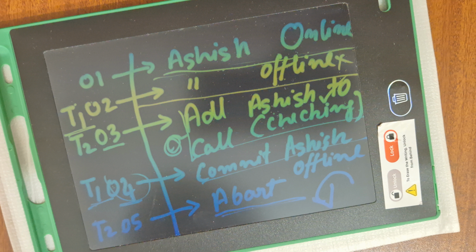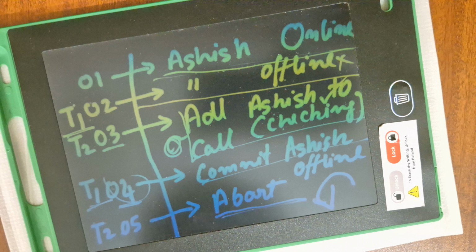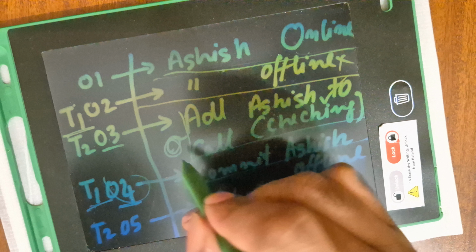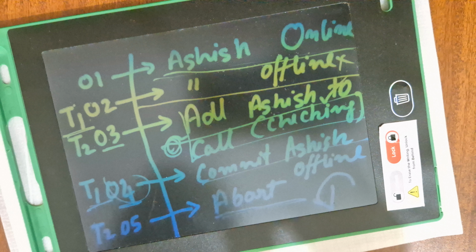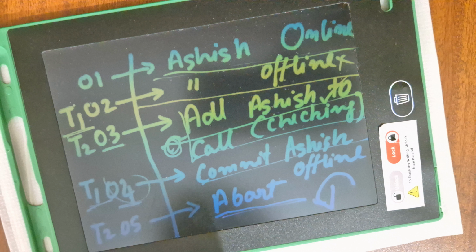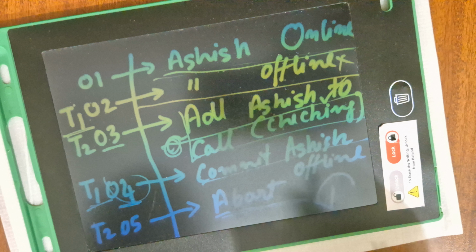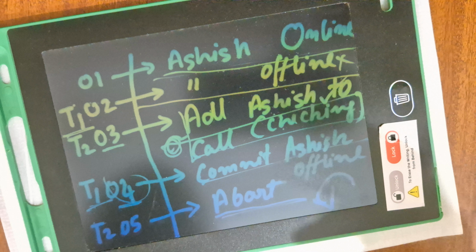So when I see that Ashish is online, I also see that there is a transaction happening which may change Ashish from online to offline. So I will track it. Before committing, I will check whether Ashish is online or offline. I see that transaction one already made some changes, so I will abort transaction two. This is actually what happens.